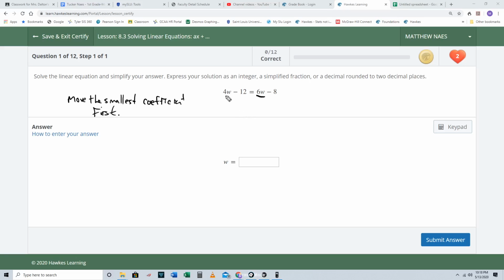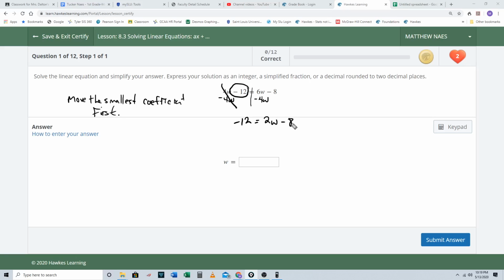So what I'm going to do is get rid of it on this side by subtracting 4w. Again, what I do to one side, I have to do the other. So if I do minus 4w over here, I have to do minus 4w over here. That leaves me with negative 12 is equal to 6 minus 4 is 2w minus 8.